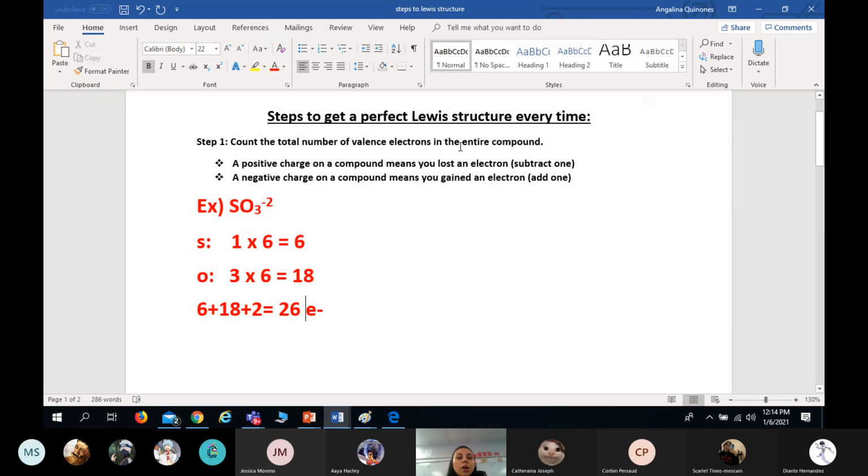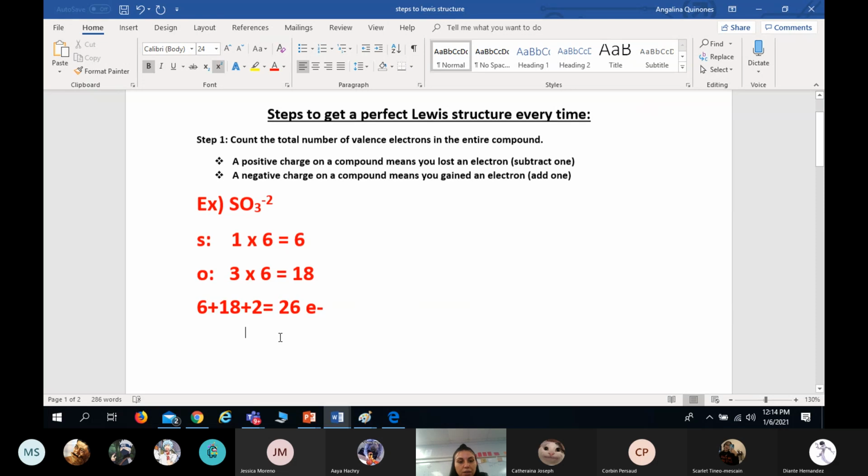Great question. So if it's positive, you subtract. If it's negative, you add. Right, so if it's positive, you definitely want to subtract. That's correct. Good, very good. All right, now that we've figured out the first step, let's move on to the second step.